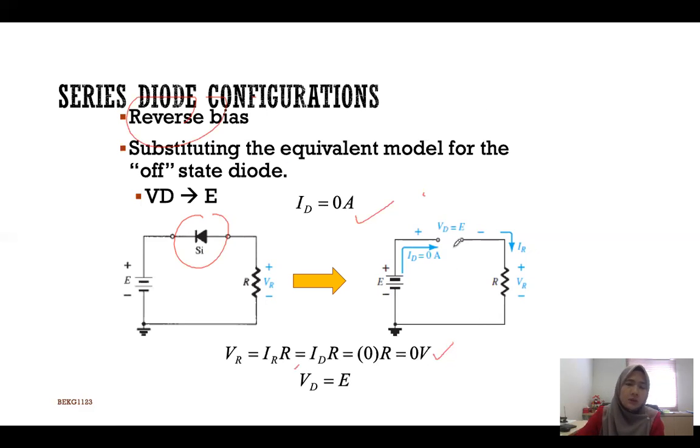Okay, so VD is equal to E, because negative E plus VD plus VR equals 0. So VD plus VR is equal to E. And VR over here is 0, so this becomes 0. So VD is equal to E.